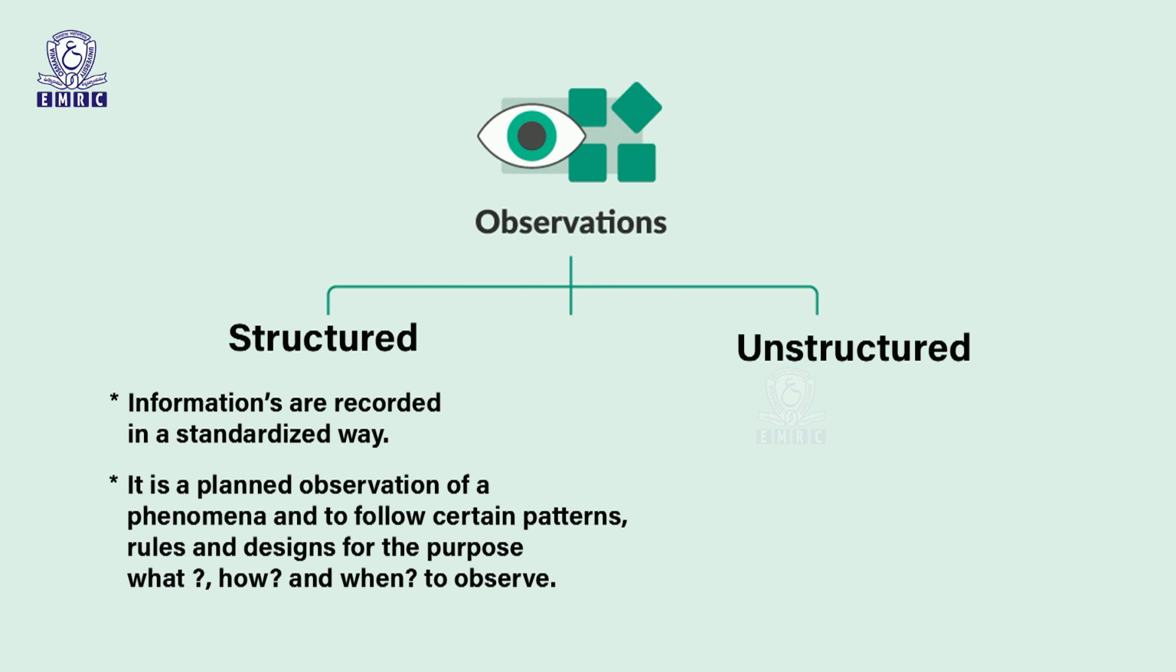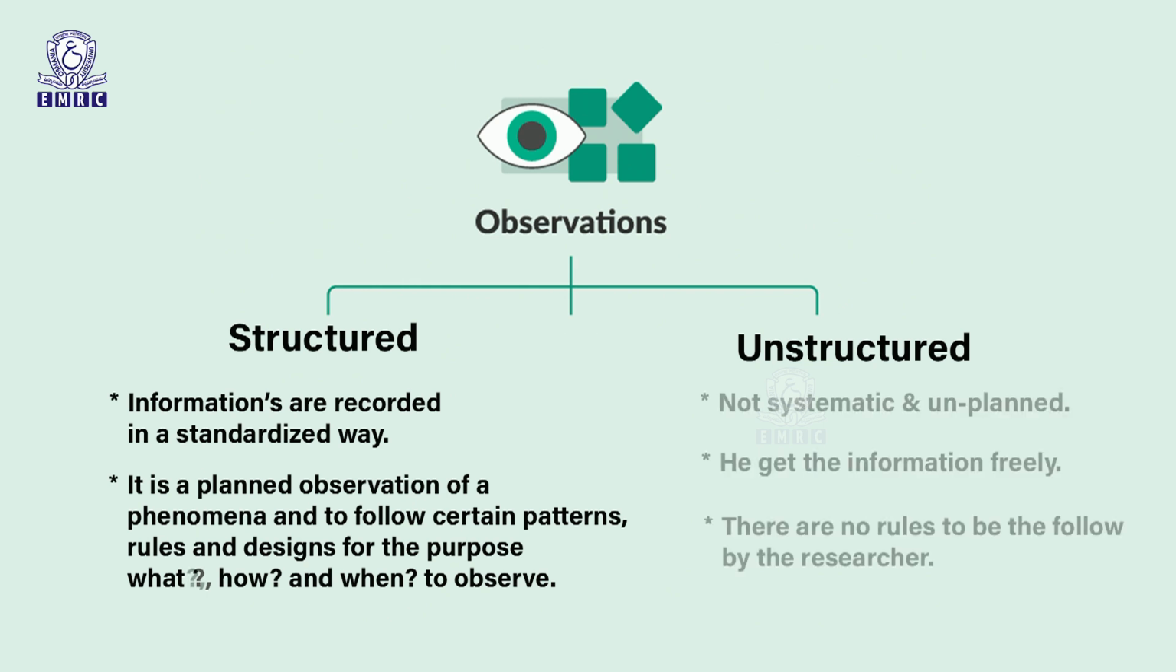Unstructured observation is the opposite of structured. So, this is a non-systematic and unplanned observation. A researcher does not set a plan in advance, but gets the information freely, and there are no rules to be followed by the researcher.